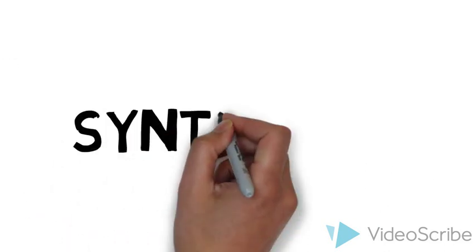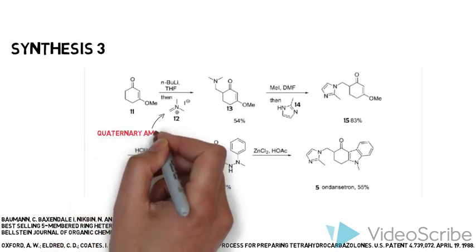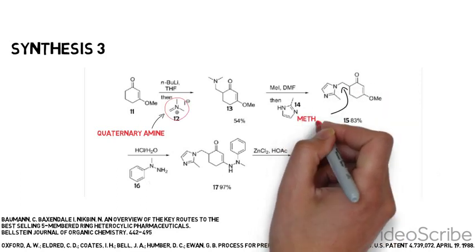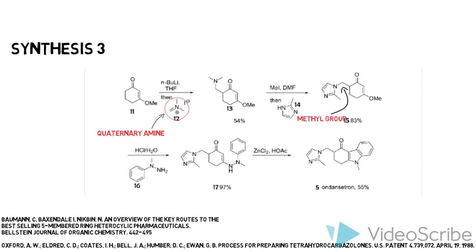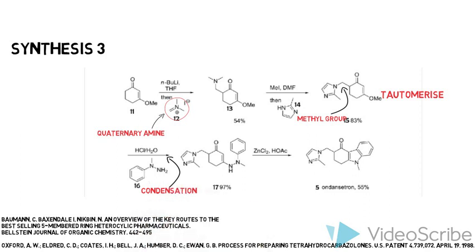Synthesis 3. A strong base such as butyl lithium is used in the first reaction to form a quaternary amine. Methyl iodide then acts as a methylating group to form a methyl group on the nitrogen ring, and then compound 15 will tautomerize. Then a condensation reaction occurs, and this is seen by the loss of water. This is due to a reaction between a ketone group in compound 15 and a hydrazine, which can be identified in compound 16. The last step is the Fischer-indole synthesis, and this forms ondansetron.